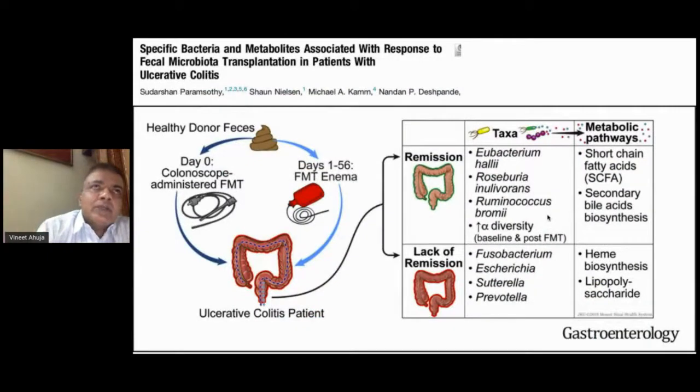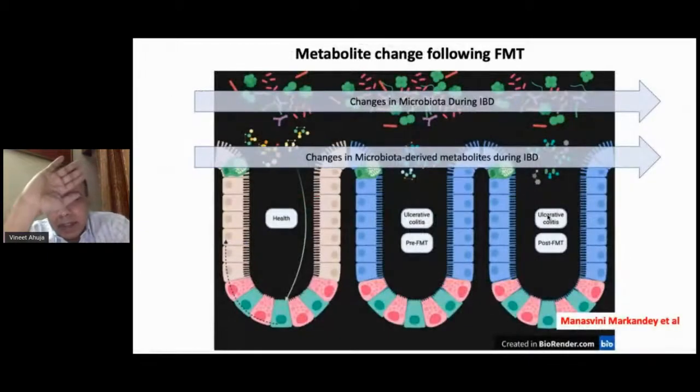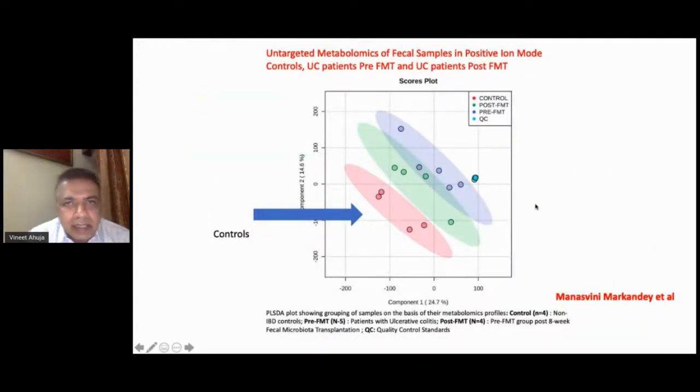So we wanted to see what happens in a single patient. In a single patient, metabolite change following FMT, we picked up patients of ulcerative colitis and also the healthy controls who were otherwise undergoing sigmoidoscopy. But for patients with ulcerative colitis, we looked at their microbiome signatures as well as metabolite signatures prior to fecal microbial transplantation, and then also looked at their metabolite signatures following fecal microbial transplantation to see is there any difference or not. So what we find is these are the patients who underwent FMT, and these are the metabolomics of the fecal samples.